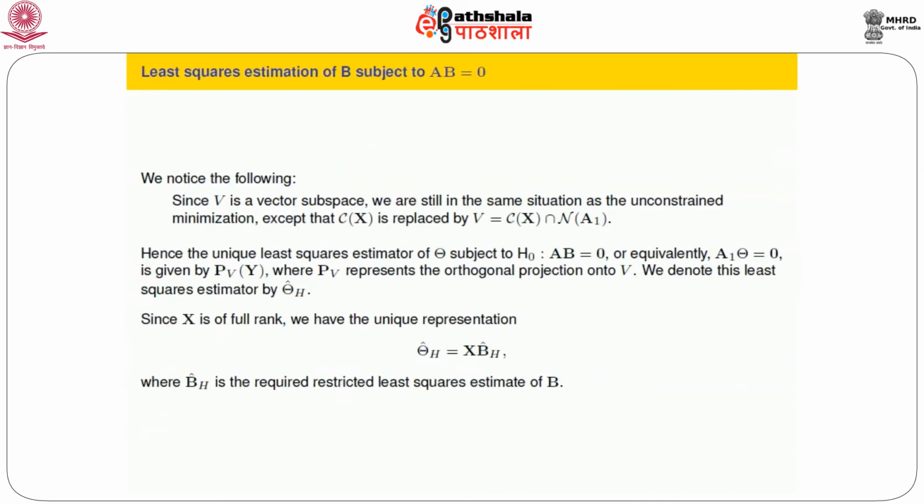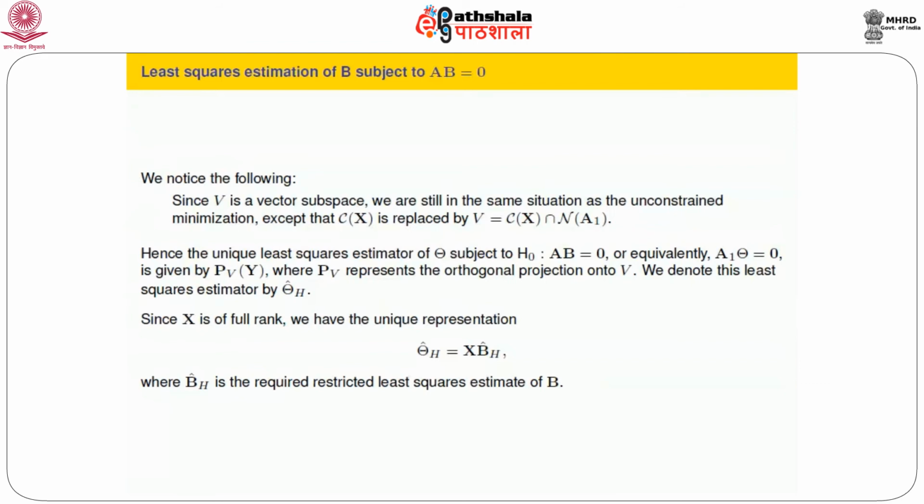Since V is a vector subspace, we are still in the same situation as the unconstrained minimization, except that earlier we had Cx, now we have Cx intersection null space of A1. So what do we do now? Earlier we had this estimate of xb, xb hat, that is the projection of individual columns of y onto the column space of X.